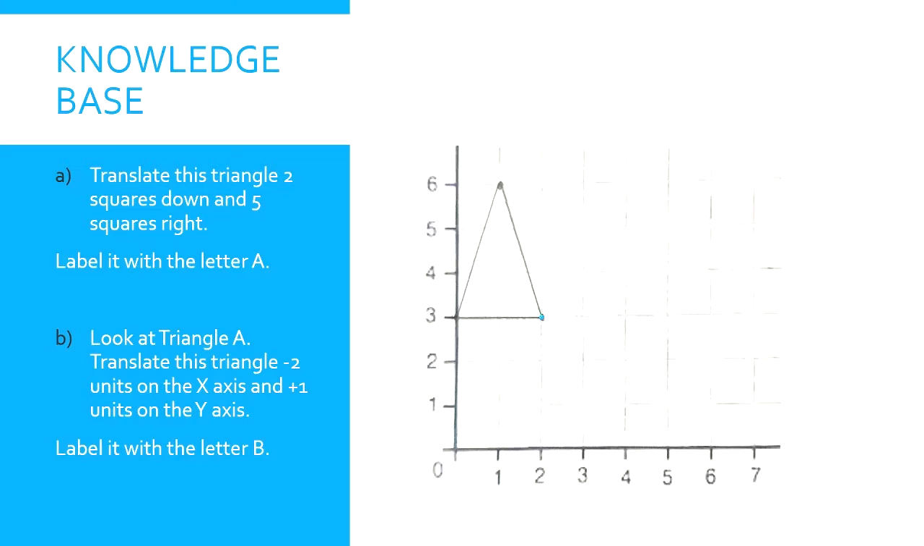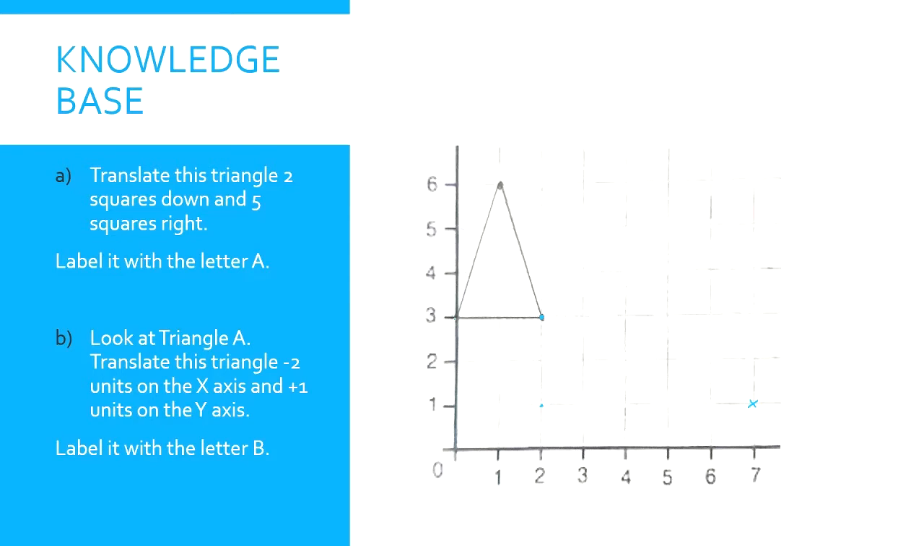So I'm going 2 squares down, so I'd start at this coordinate in the corner here and go down 1, 2, and I'd put a dot here so I remember where I'm going. And then I've got 5 squares to the right, so I'm going to count right, 1, 2, 3, 4, 5, and I'm going to put my x here so I know which coordinate I'm on.